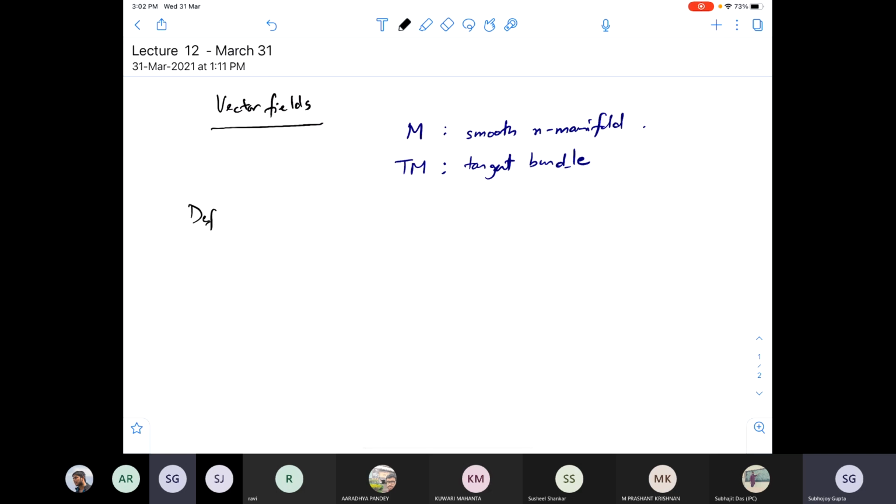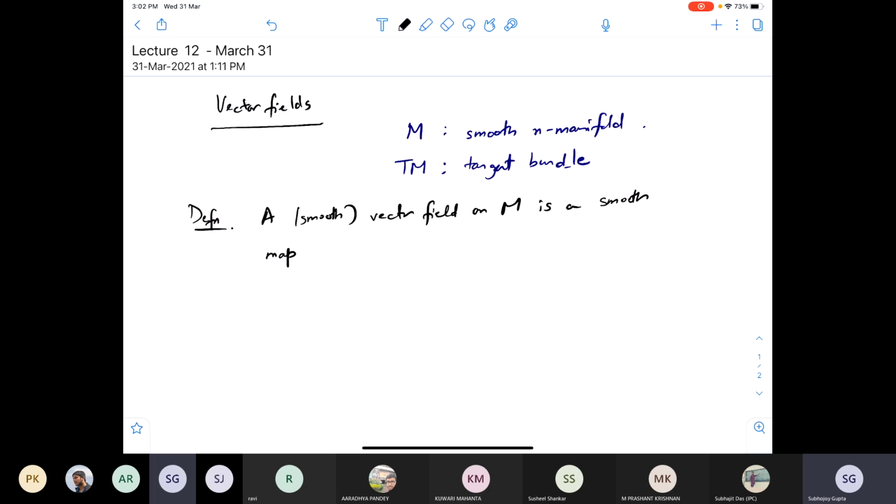So the definition, so this is of course a smooth vector field. That is what we are after. A vector field on M is a smooth map. I mean, all maps for us are smooth anyway. But it's a smooth map from M to the tangent bundle, such that the projection back to M gives you the identity map on M.